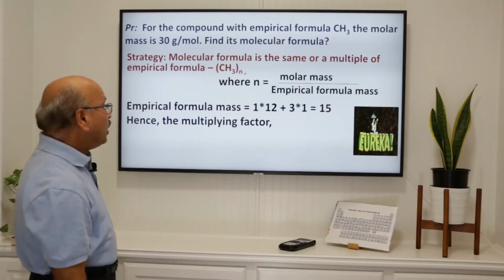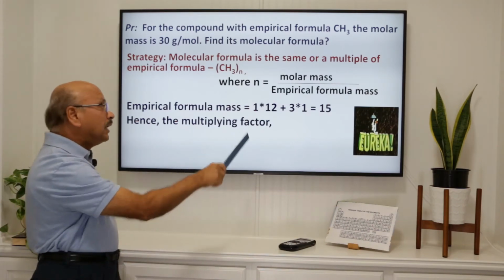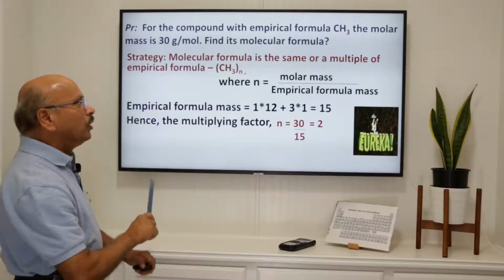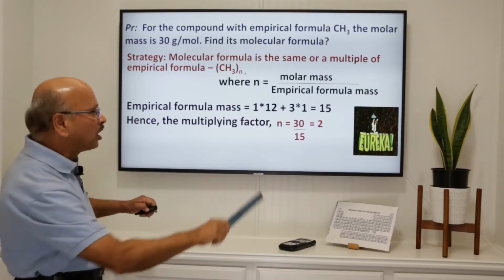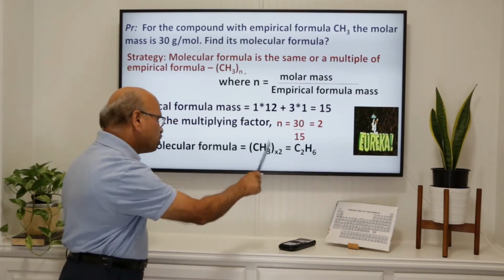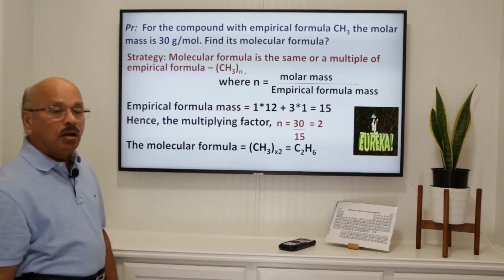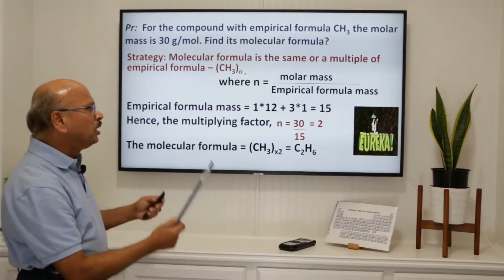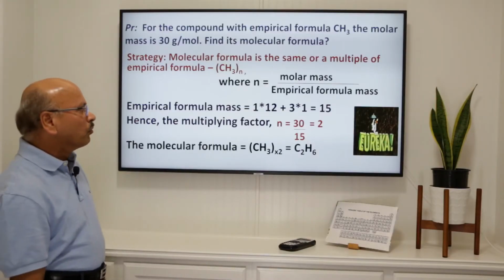So what is the idea? You can find the multiplying factor n, which is equal to 30 over 15, which is equal to 2. Now you have to multiply throughout the empirical formula by this integer. So CH3 times 2 gives you the molecular formula, which is C2H6. I think you get the idea. This is how we can change an empirical formula into a molecular formula.